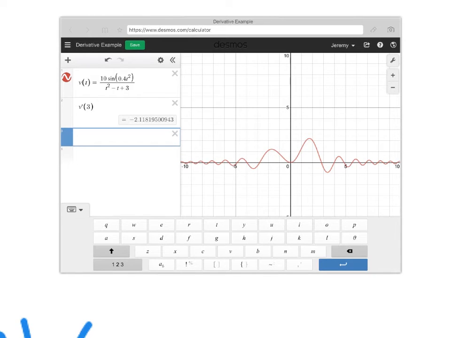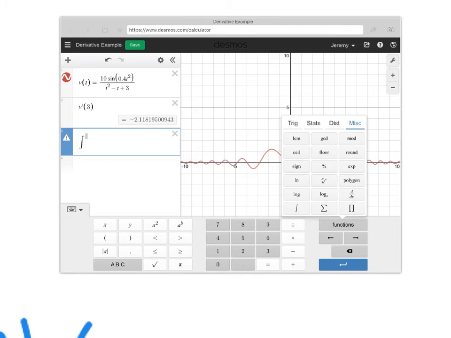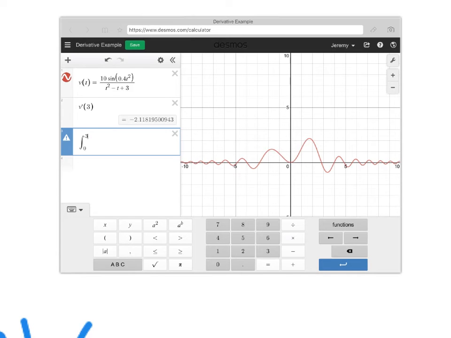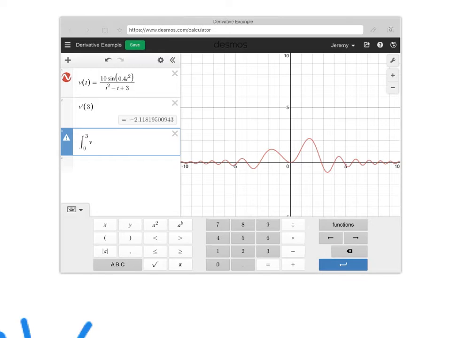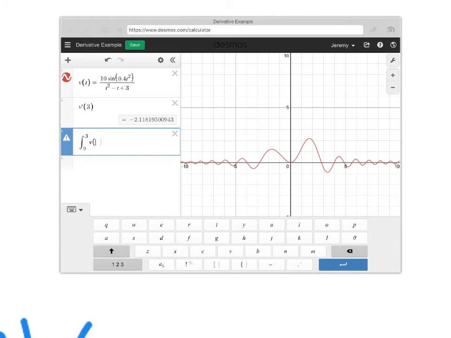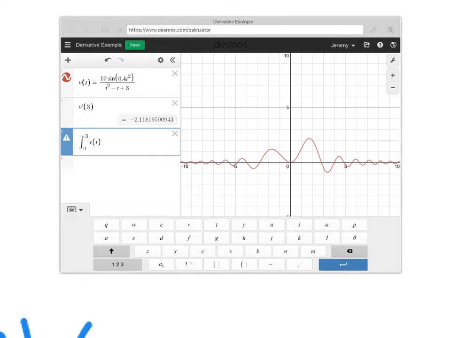Now on Desmos, you can actually do this. An integral is just start typing int. I believe it's under functions also. Let's check that out there. So under functions, there it is down there. Okay, so we're doing our integral from 0 to 3 of it. We're not going to type the function out because I've already typed it in up top. So you have to have it typed in like I did, v of t, and then we're going to need dt. And there it is right there.